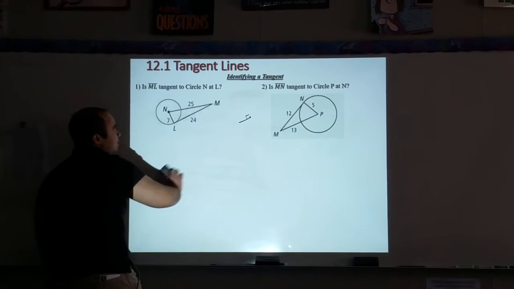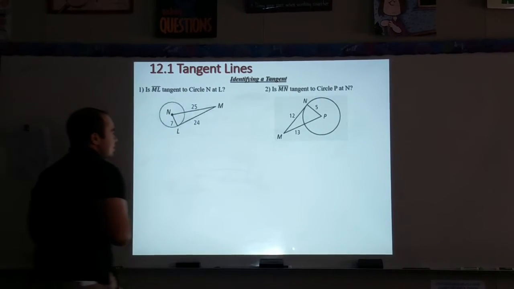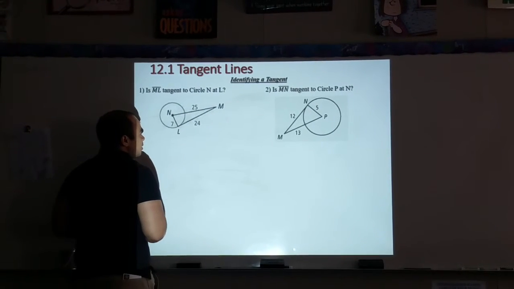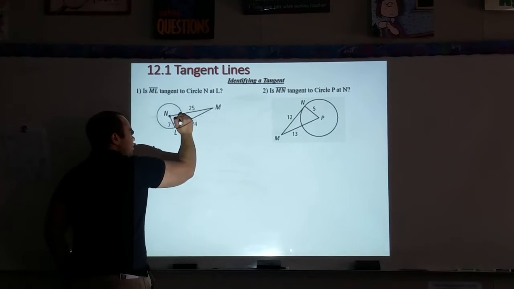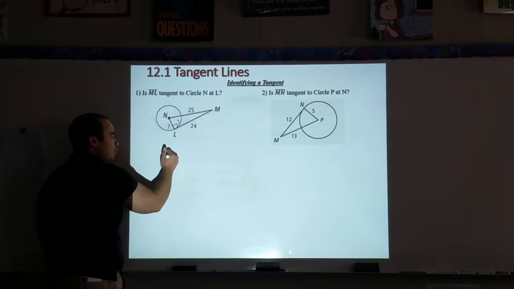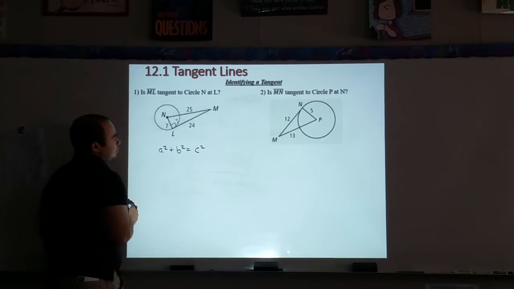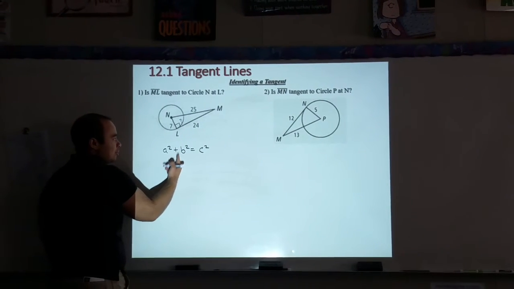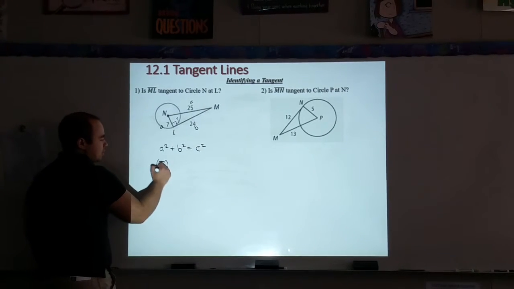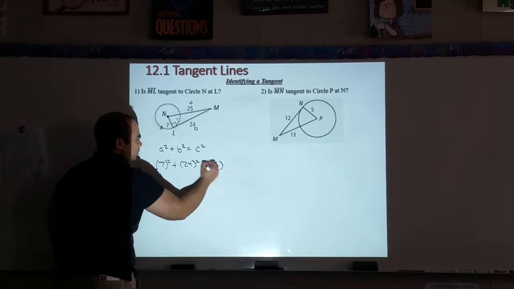Is segment ML tangent to circle N at point L? So they're asking us if this line meets this line at a right angle, essentially. So in order to test whether or not this is a right angle, we're essentially testing whether or not this is a right triangle. And in order to do that, we're going to test and verify the Pythagorean theorem. So let's plug in our values into the Pythagorean theorem and see what we get. A, B, C. So A squared is 7 squared, plus B squared is 24 squared, equals 25 squared.